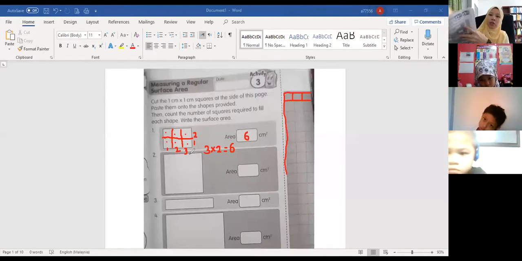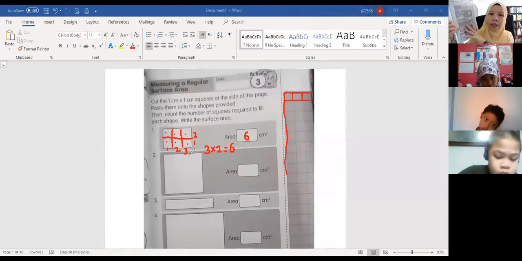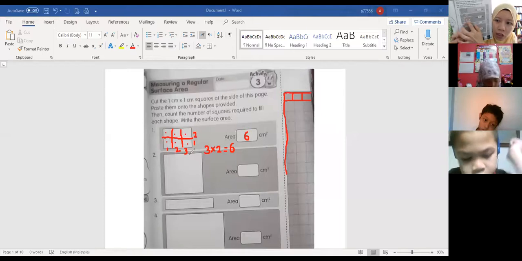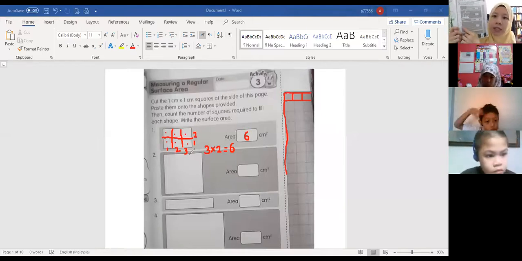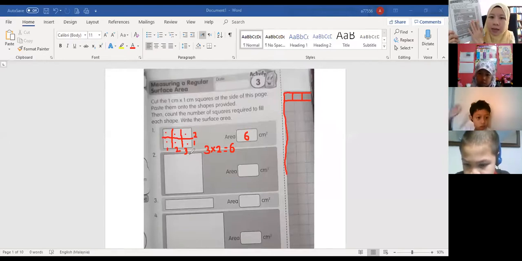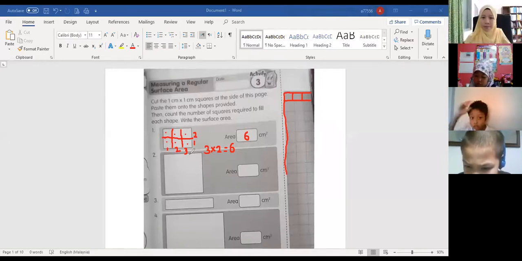Okay, let me show you. This is one of your friend's work. Yeah, last year yang dia dah siap. Okay, dia kena susun balik. Jawapan dia semua sama sebab this square box is fixed to the blank box here. Semuanya muat. Dia takkan lain. Jawapan dia mesti sama. Okay?